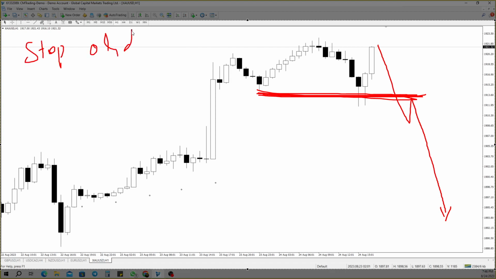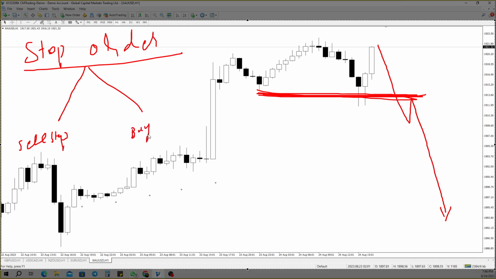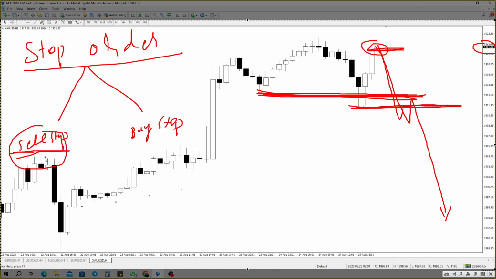Stop order. So stop order, again, will have two types: a sell stop and a buy stop. If you want to enter a sell trade below the current price, so this is the current price, right? This is the current price, but you want to enter a sell right here. That means if the price drops lower, then your sell order would be executed. So you are going to use a sell stop. A sell stop is a pending order that would be executed once the price breaks below a certain area.